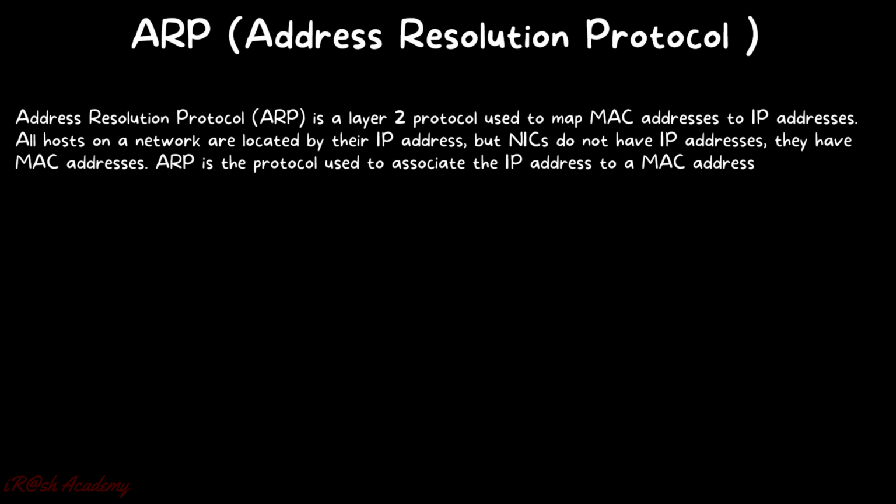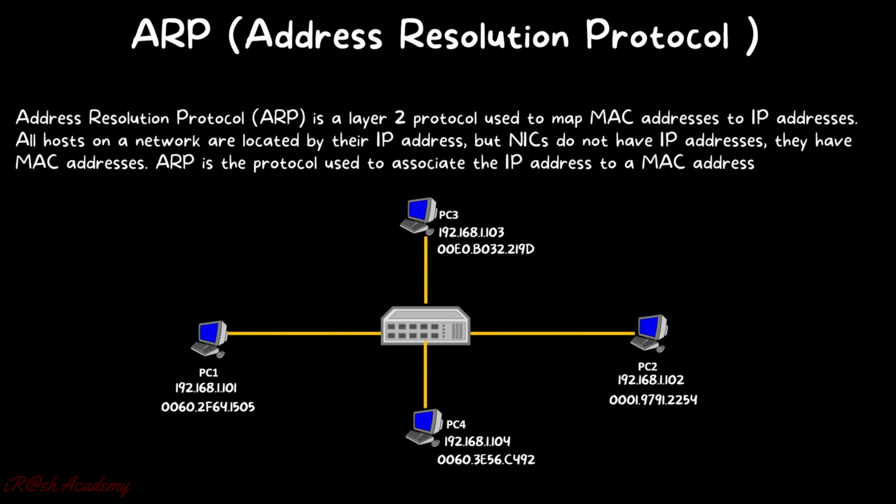So ARP is the protocol used to associate the IP address to a MAC address. Basically, ARP helps to map one IP address to its MAC address and vice versa. So basically it is an IP to MAC and MAC to IP conversion. So let's discuss how ARP helps the network switch to manage the traffic.